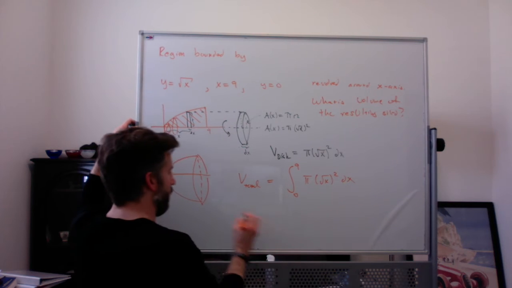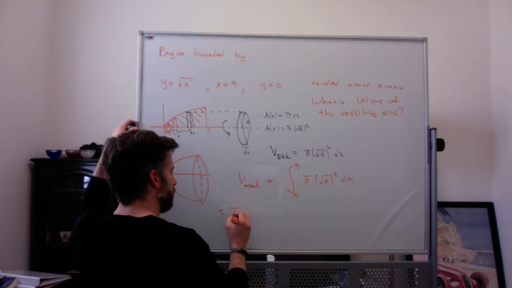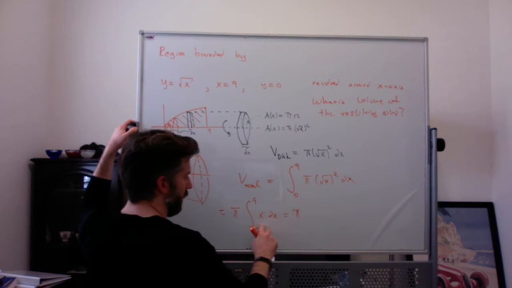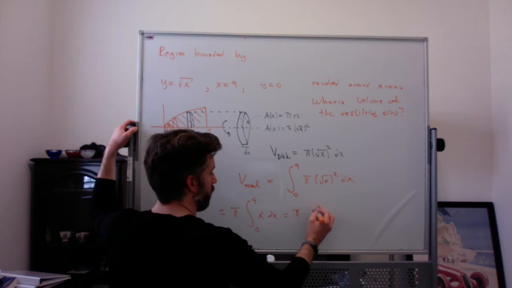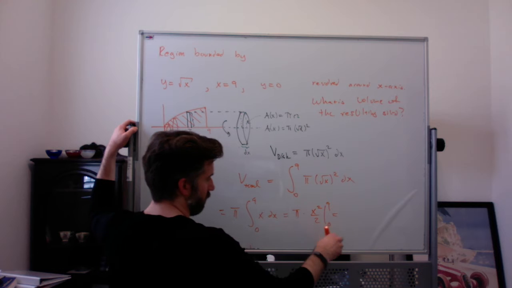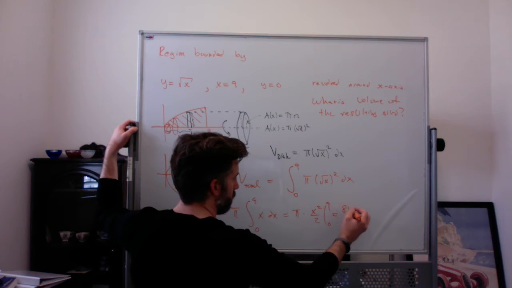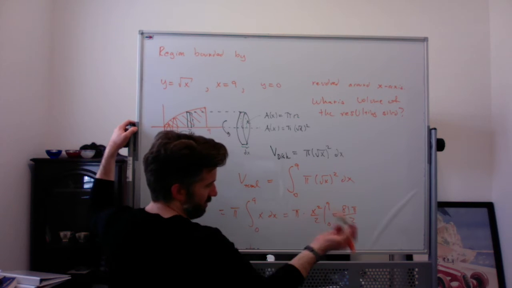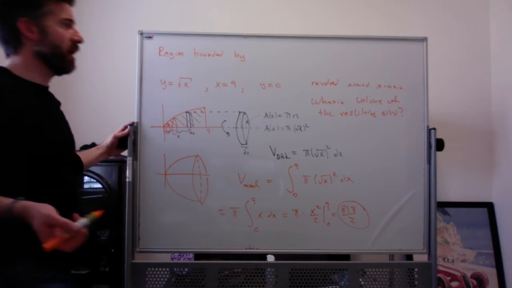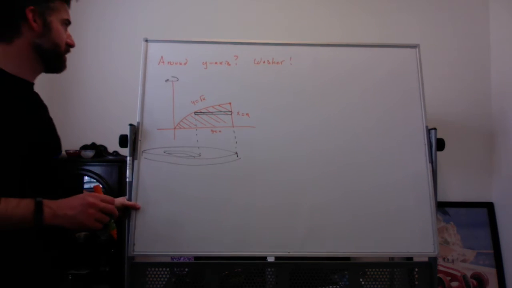And then we do the math, right? The pi comes out. Square root of x squared is just x, from 0 to 9, dx. You anti-differentiate x, you get x squared over 2, from 0 to 9. You plug in 9, you get 81 over 2 times pi. You plug in 0, you get 0. So there's your answer.